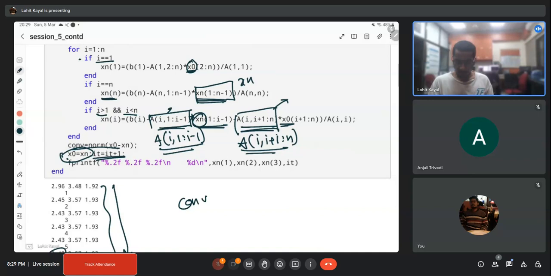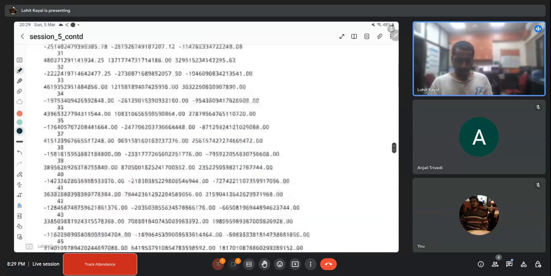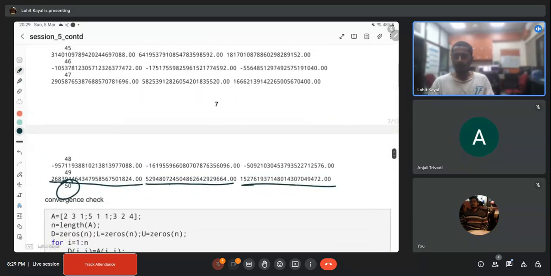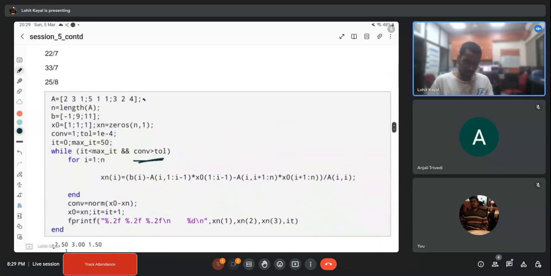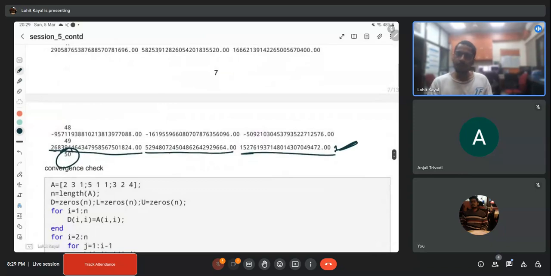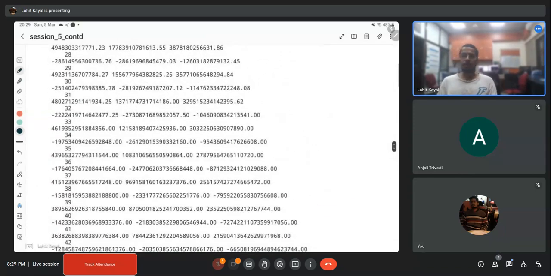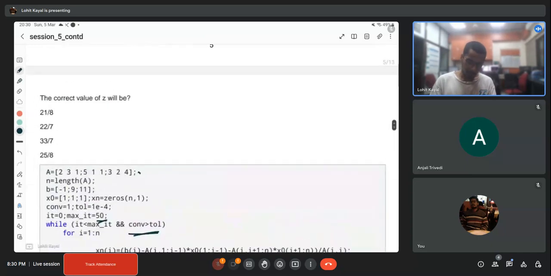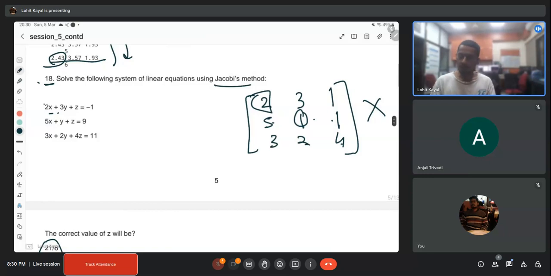Here the convergence may be 10 to the power minus 6, which is way less than 10 to the power minus 4, so it converged. Here it did not converge, and as my maximum iteration step is 50, it goes up to the 50 iteration steps. If you take your maximum iteration step 5000, it will continue to the 5000 steps, but you will never get the solutions. Okay. So none of the answers are correct here.